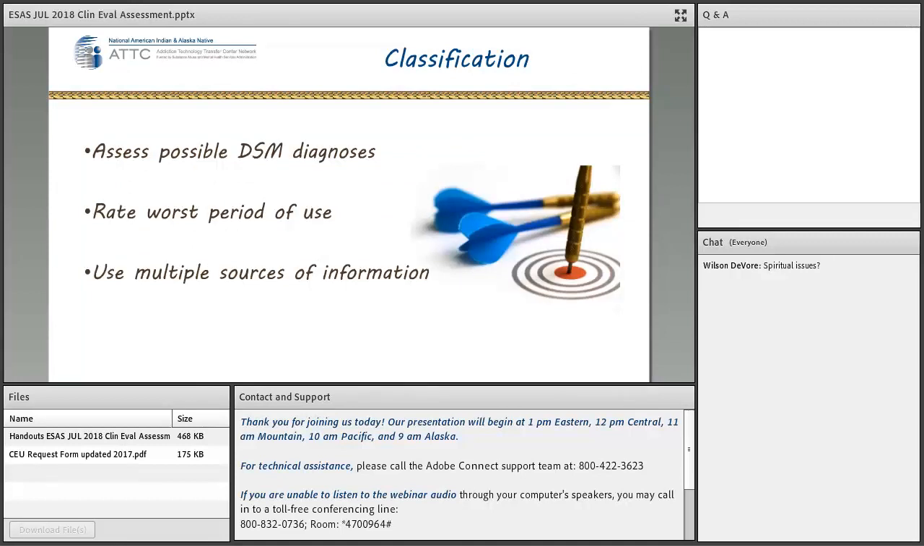Okay, so looking at the classifications: assess possible DSM diagnoses, rate the worst period of use, and utilize multiple sources of information if you can. Remember, though, you're going to have to get a release of information from the client if you're going to do that. The worst period of use may be when they were really down on their luck. Maybe there was something going on in their family or something that had occurred.